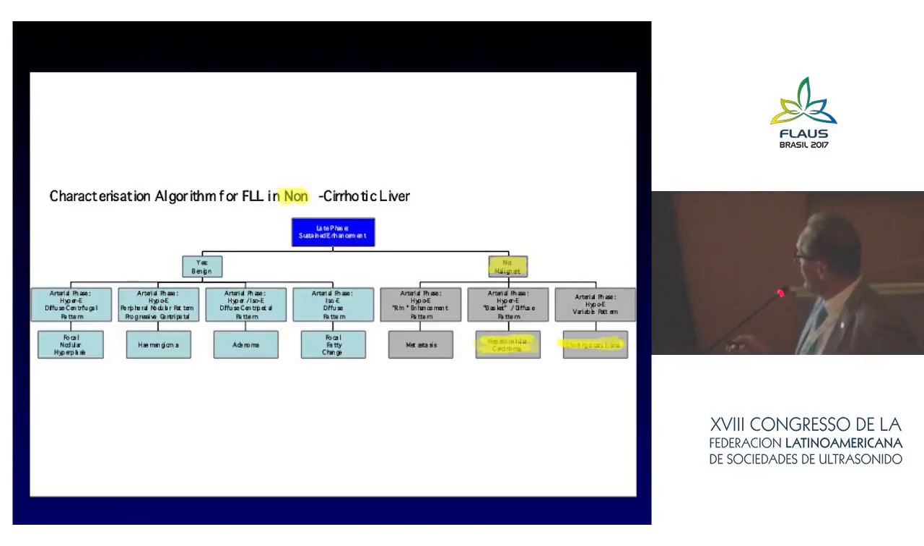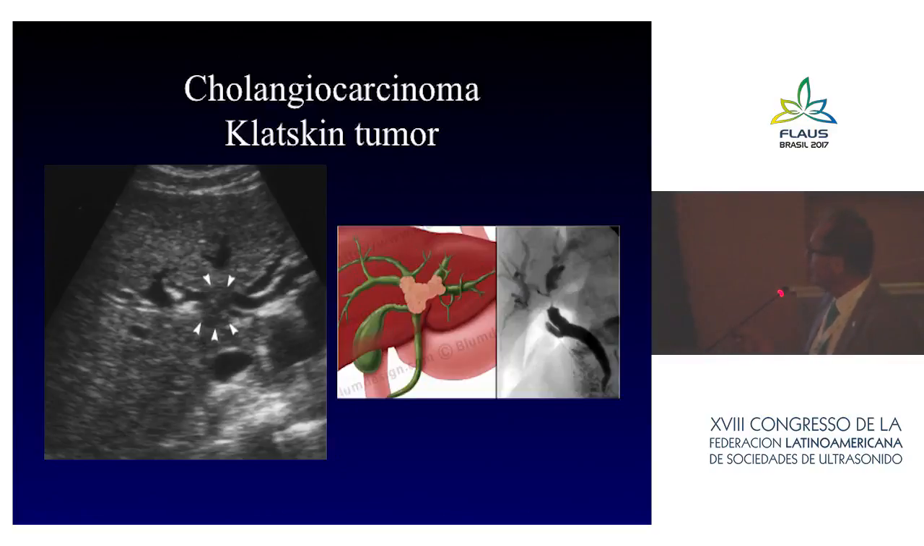Let's look at some other entities that do not have sustained enhancement. They wash out. It could be metastasis, it could be HCC, it could be a CCC, cholangiocarcinoma. Here is a cholangiocarcinoma, a Klatskin tumor. They can be very difficult to diagnose. You know that. Sometimes you can barely see them.